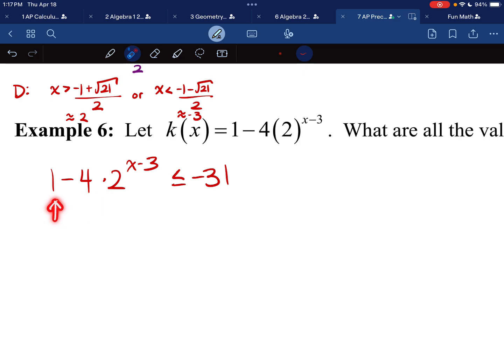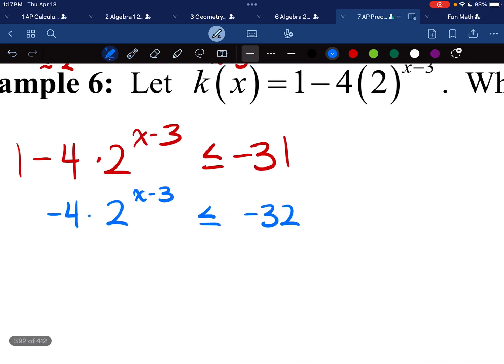Let's do that. So to get rid of the 1, as I already said, we're going to subtract 1 on both sides. That will give us negative 4 times 2 to the power of x minus 3. That will be less than or equal to. Be careful here. When I subtract 1 over here, I'm subtracting 1 over here, meaning the right side is now a negative 32. I know some kids were probably thinking, negative 30.